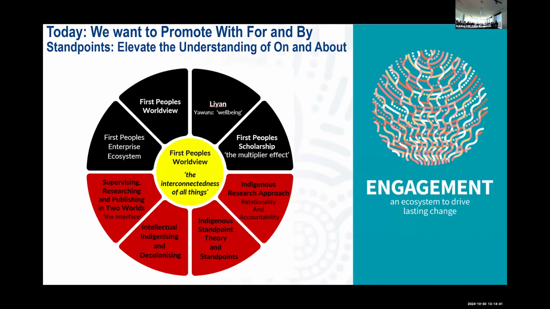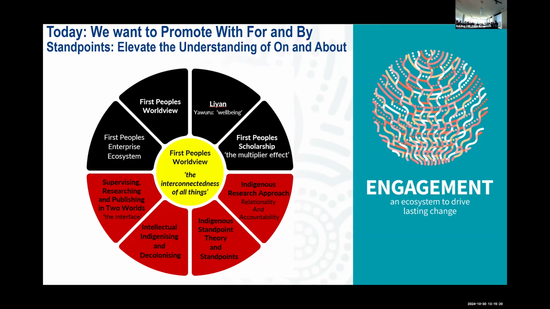And so today, we're really keen to get through the slides and have a discussion. We've got about 100 people online, and we really want to elevate the understanding of for, with and by, as opposed to on and about. And so through our presentation, we're going to talk about supervisory practice, research, publications. We're looking to support non-Indigenous scholars' practice. Okay, so both Indigenising and decolonising the research practice.